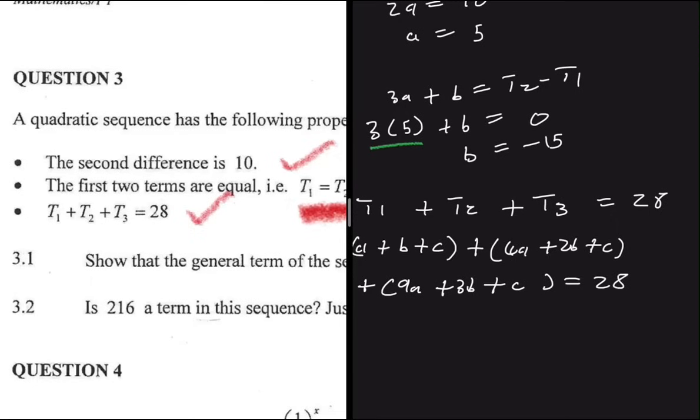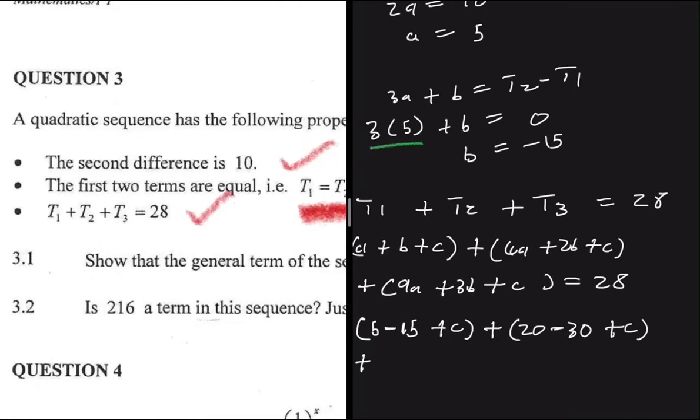Right. So what is the value of A? A is 5. So we're going to have 5 plus B, which is minus 15, right? So we're going to have 5 minus 15 plus C, right? That is for T1. And then for T2, we're going to have A is 5. So 4 multiplied by 5, that is 20. And then B is minus 15, right? So 2 multiplied by minus 15, so 20 minus 30 plus C.